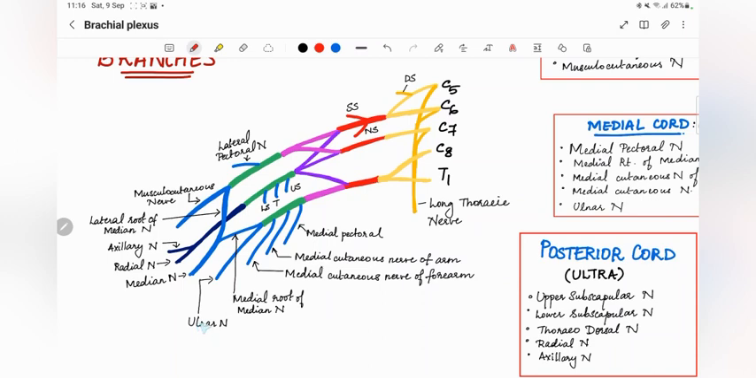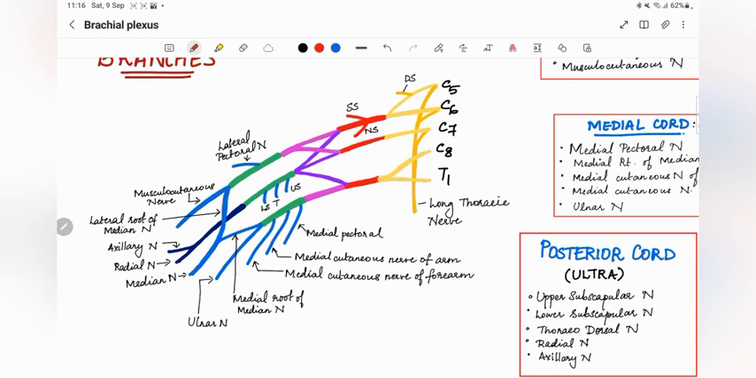It also has sensory function and motor function. And then the median nerve, which is formed by the union of the lateral root of the median nerve and the medial root of the median nerve, has both motor and sensory function. It supplies all the muscles in the anterior compartment of the forearm except the flexor carpi ulnaris and the medial half of the flexor digitorum profundus. So, which nerve supplies the flexor carpi ulnaris and the medial half of the flexor digitorum profundus? It's the ulnar nerve, which we already discussed. Apart from that, the median nerve also supplies the 3 thenar muscles of the thumb and the 2 lateral lumbrical muscles.